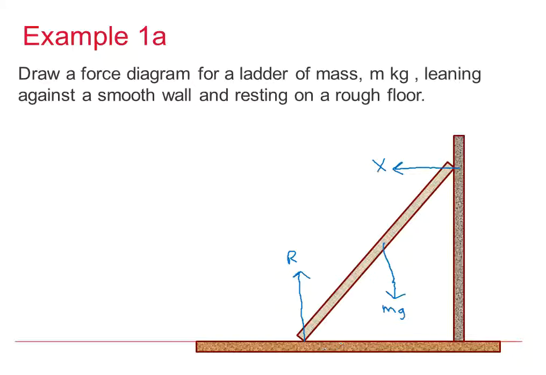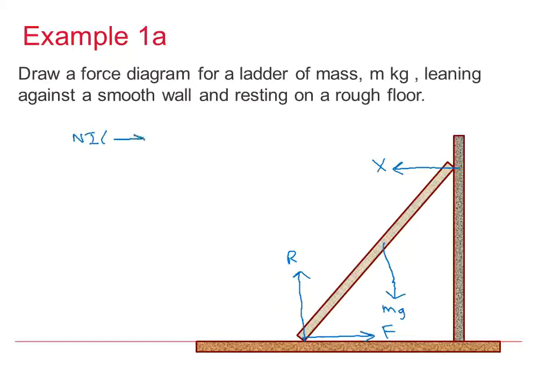F for friction. The ladder is resting on a rough floor, so the ladder will try and slide to the left, and friction will oppose any tendency to move, so F must be acting to the right. If the ladder is in equilibrium, we can now apply Newton's first law. So I'm going to apply Newton's first law.